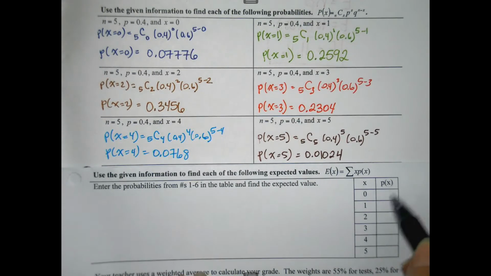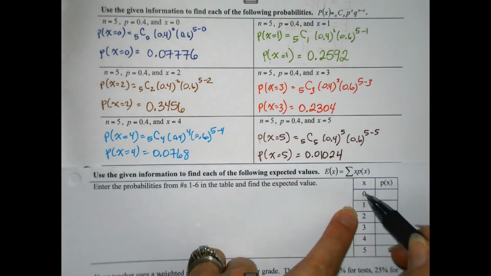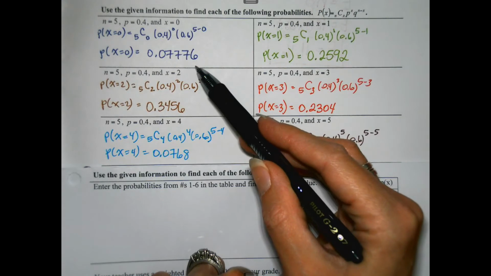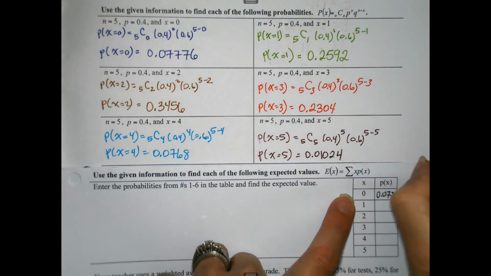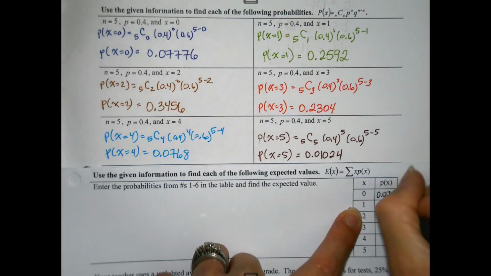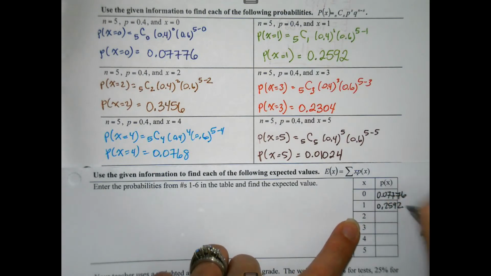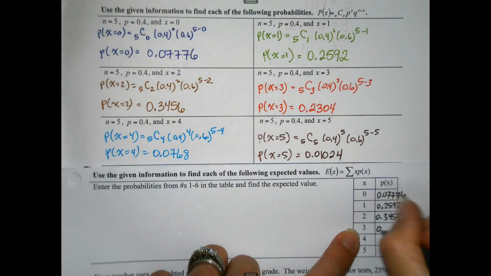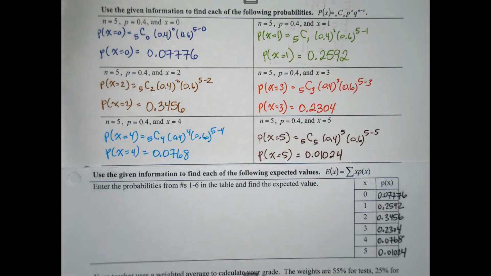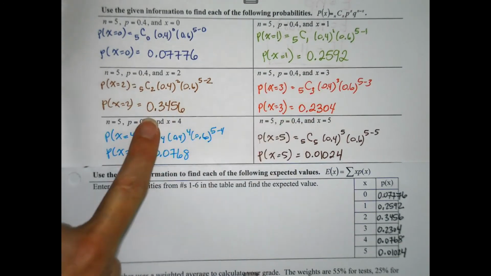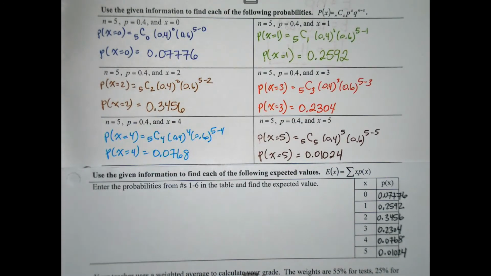Well, our probability of x for 0 days of rain, we found up here is 0.07776. And for 1 day is 0.2592. For 2, 0.3456. For 3 is 0.2304. 4, 0.0768. And for 5 is 0.01024. I just took the values that I had already found from up here and added them to the table.